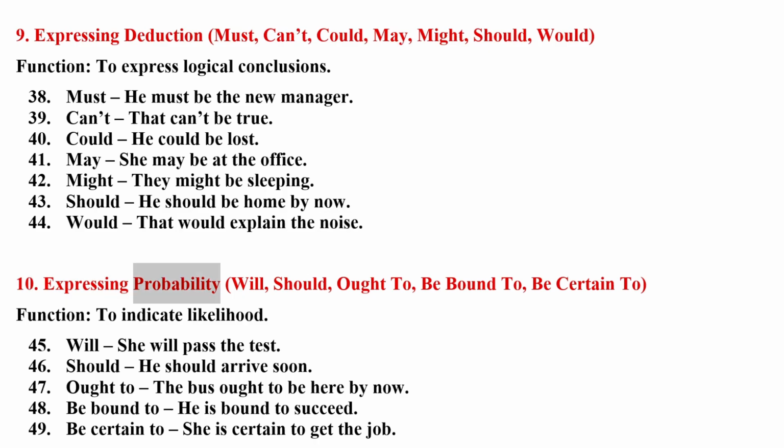10. Expressing probability: will, should, ought to, be bound to, be certain to. Function: to indicate likelihood. Will: she will pass the test. Should: he should arrive soon. Ought to: the bus ought to be here by now. Be bound to: he is bound to succeed. Be certain to: she is certain to get the job.